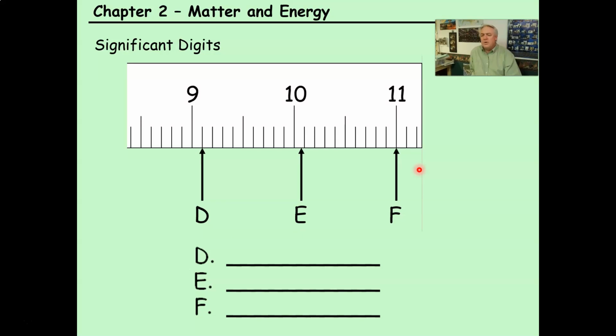All right, arrow D here, I think it looks like it's landing right on that line. So how would we report that? That's going to be 9.1, but because we always need 2 decimal places, I'm going to say 9.10. And it's important that we write down that 0. That tells us how precise we are with this particular ruler.